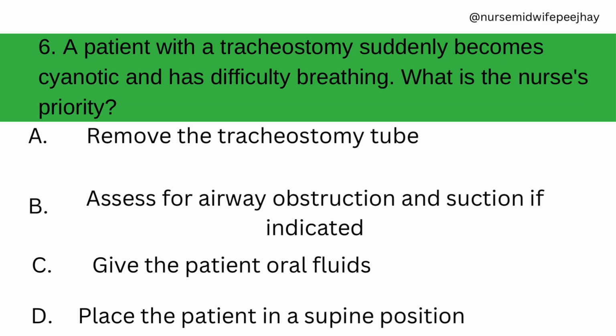6. A patient with a tracheostomy suddenly becomes cyanotic and has difficulty breathing. What is the nurse's priority? A. Remove the tracheostomy tube. B. Assess for airway obstruction and suction if indicated. C. Give the patient oral fluids. D. Place the patient in a supine position. Correct answer is B.